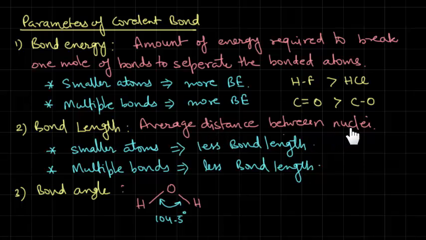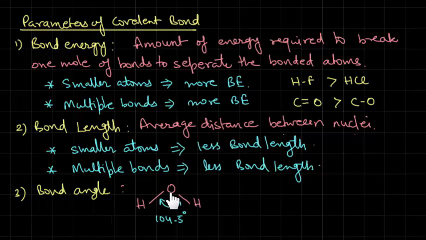Bond length is the average distance between nuclei. If the average distance between nuclei is smaller, the bond is stronger, and that's the reason they both follow the same thing. So a smaller atom means less bond length, and multiple bonds also mean less bond length.